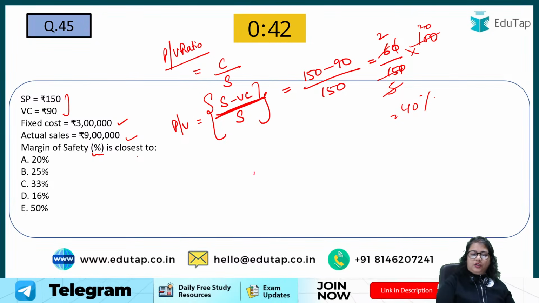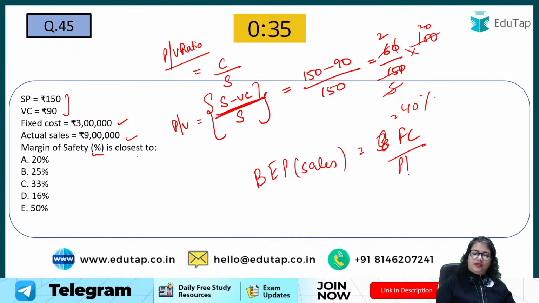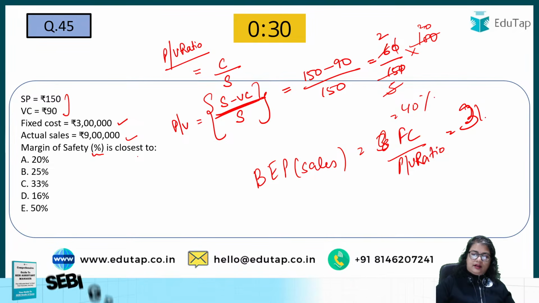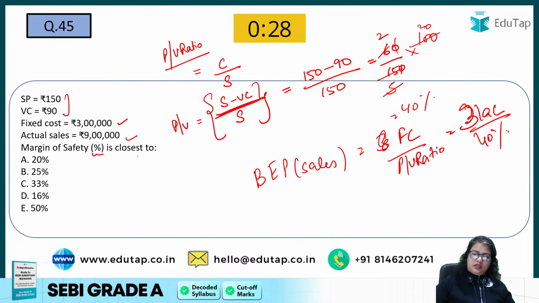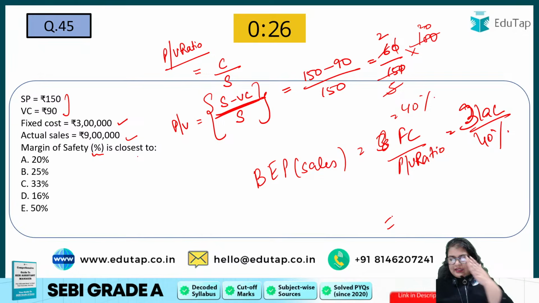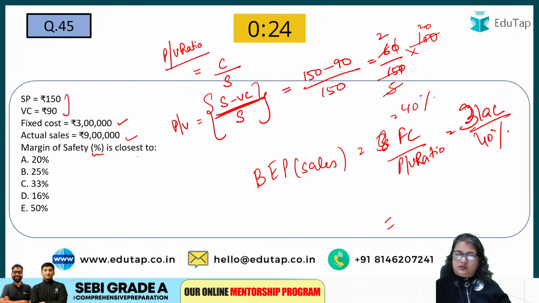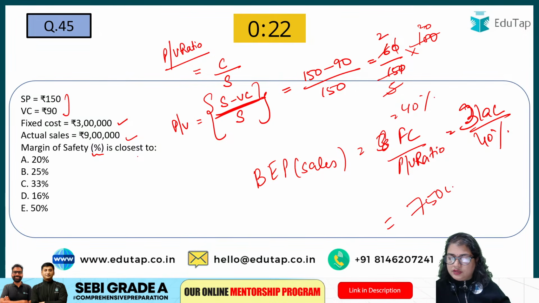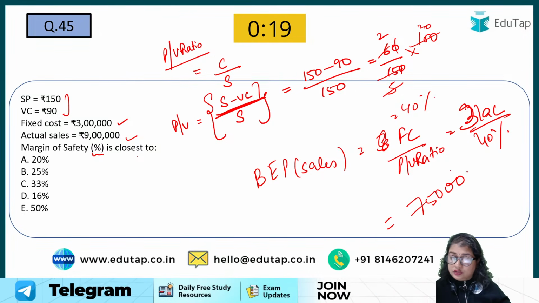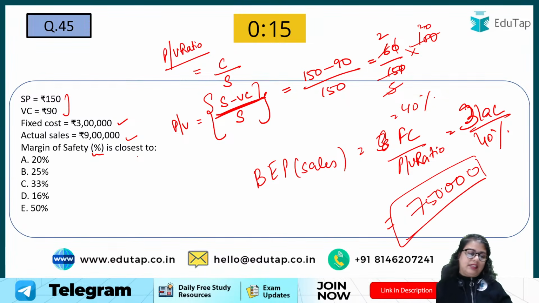So how do you calculate the break even point sales in rupees? That will be 3 lakh, that is the fixed cost upon PV ratio. Is the method correct? So 3 lakh divided by 40%. So just tell me what will be the answer. 3 lakh divided by 40%. Can I just see how much is it? 7,50,000, right? 7,50,000. That would be your PV ratio. Sorry, break even point. Sorry, break even point sales. This is the break even point sales. Your actual sales is how much? Actual sales is 9 lakh.